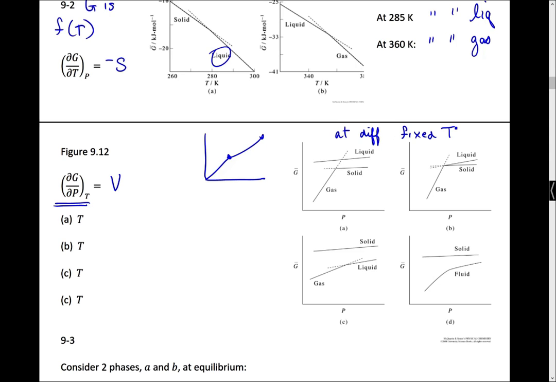All right, so I start up here for A. I see that at low pressures, I'm in the gas phase. I increase the pressure, and the Gibbs energy crosses over into the solid phase. So at this point, I've got equilibrium between the gas and the solid, and then at higher pressures, I'm in the solid region. What can you tell me about the temperature of this system? What's it lower than?